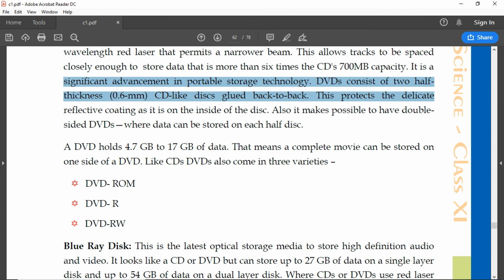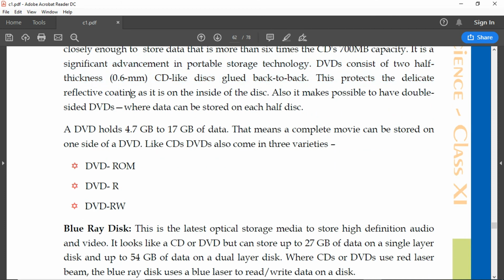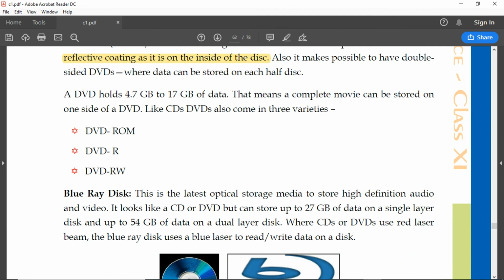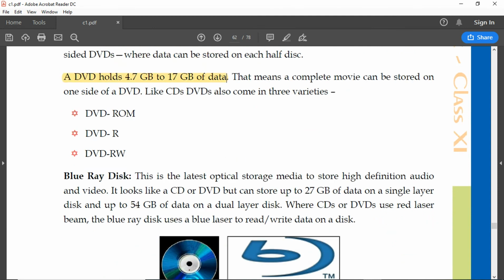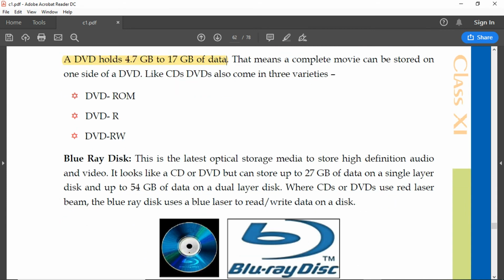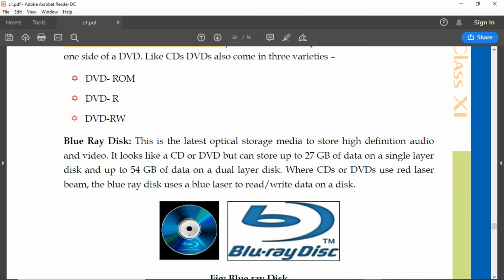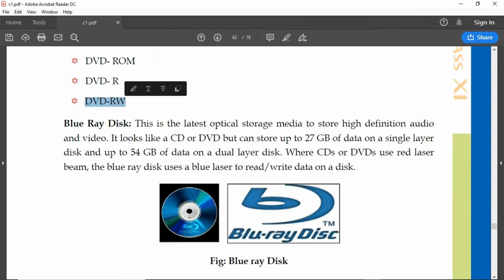DVDs consist of two 0.6 mm thickness CD-like discs glued back to back. This protects the delicate reflective coating as it is on the inside of the disc. Also it makes it possible to have double-sided DVDs where data can be stored on each half disc. A DVD holds 4.7 GB to 17 GB of data. That means a complete movie can be stored on one side of a DVD. Like CDs, DVDs also come in 3 varieties: DVD-ROM, DVD-R, DVD-RW.